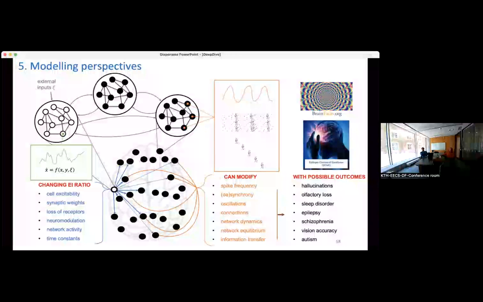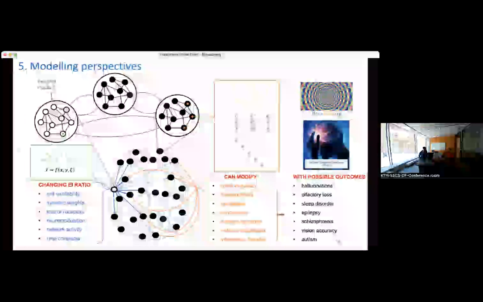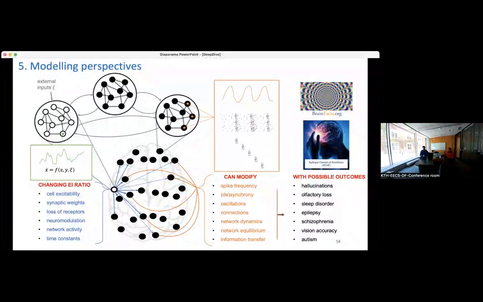And then, of course, the endpoint would be to try to know how changing the EI ratio can modify things and then maybe lead to some disease, because we know that the excitation inhibition ratio is not altered only in Parkinson's disease, it's altered in many other brain diseases.